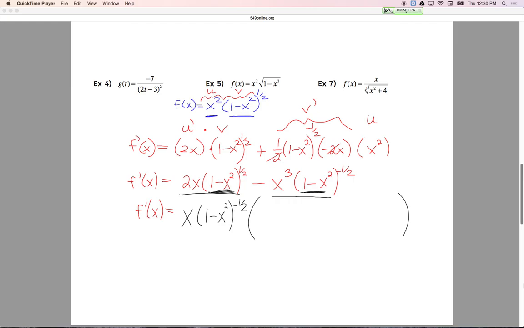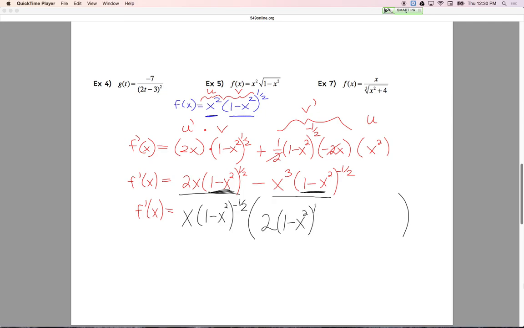So we're going to take this first part and divide it by this. What's 2x divided by x? 2. Now, be careful here. (1 - x^2) to the 1/2 divided by (1 - x^2) to the negative 1/2. If you divide these two things, what do you do with the exponents? You subtract them, so you get (1 - x^2) to the first.